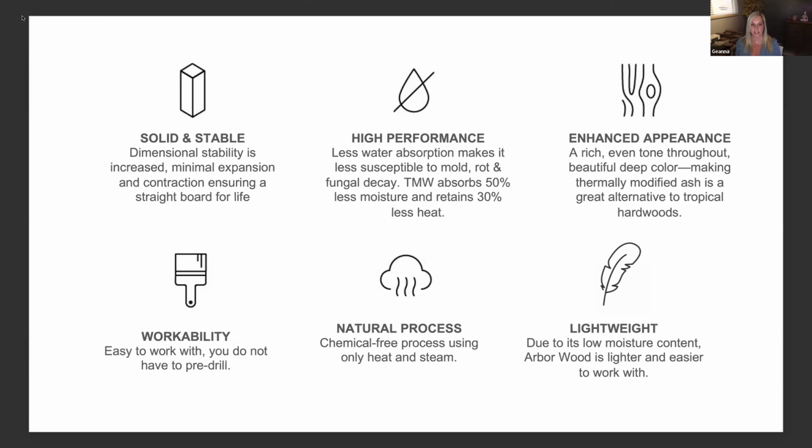So once architects and designers start specifying thermally modified ash over ipe, the contractors love it because it's so much easier to work with. It's very lightweight. Again, it's at that 5 to 6% moisture content, so very easy to work with. And it has a really nice appearance where the thermal modification tone is all the way through the board.